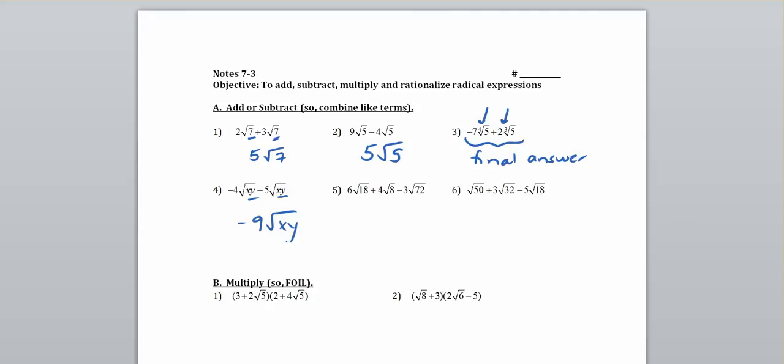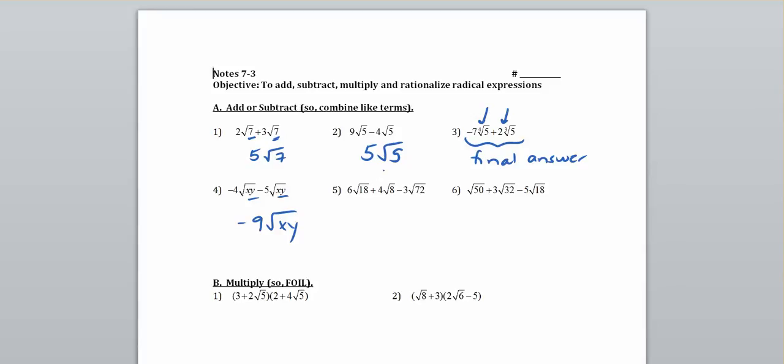All right. Now number 5 and 6 are going to be more typical of what you'll see. I have 6 root 18 plus 4 root 8 minus 3 root 72. At this point, I cannot combine anything. The root 18, root 8, and root 72 are not like terms. But what you need to do first is simplify, and then I can see if there's anything that I can combine.